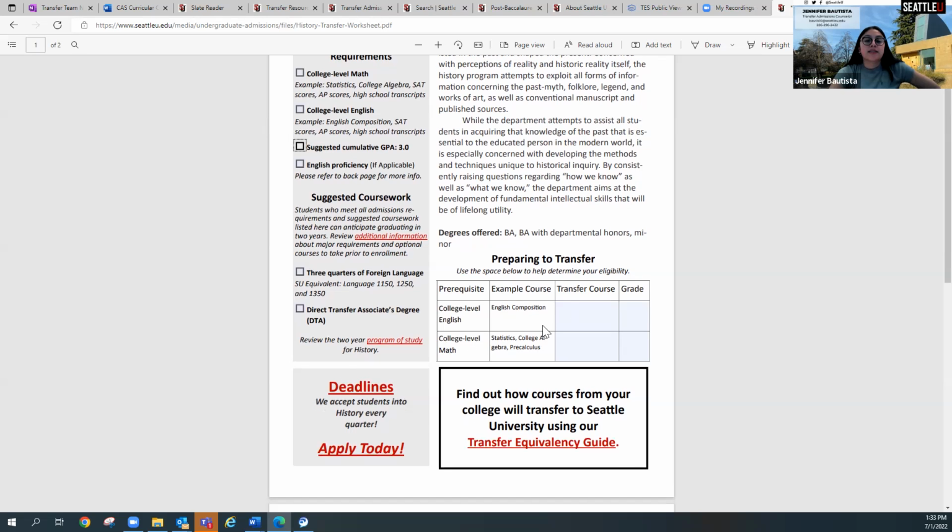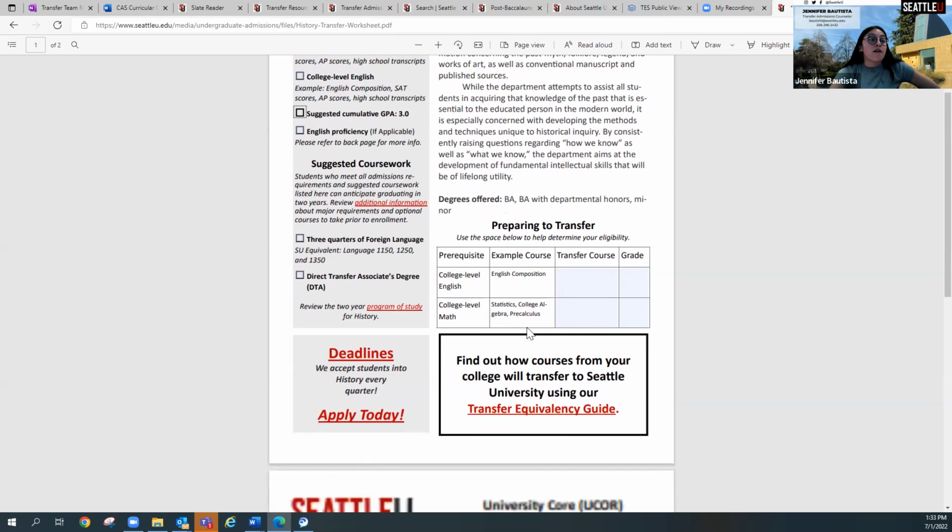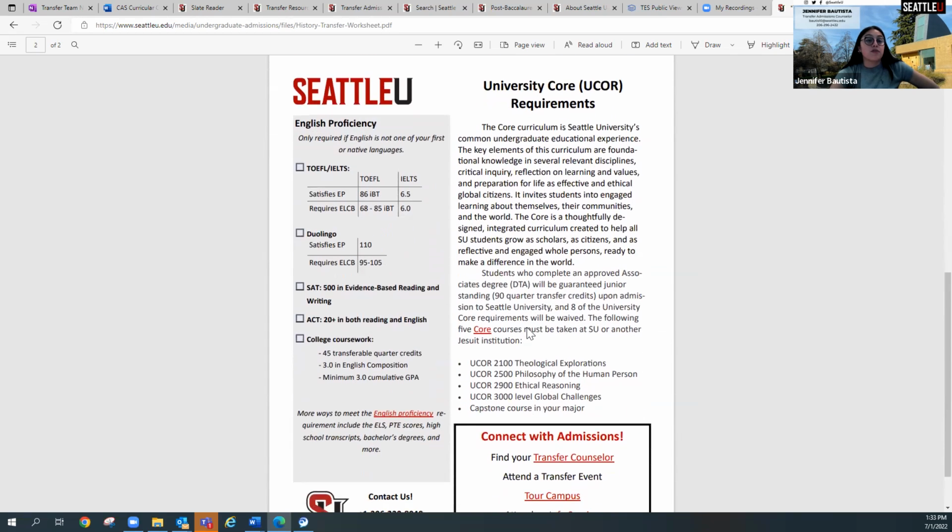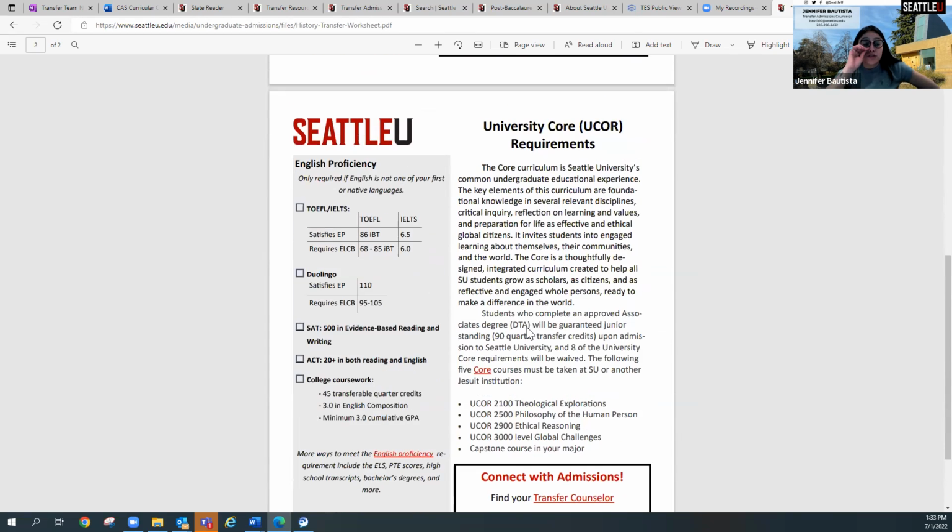This is going to provide some more context as to what these classes are. Sometimes it's going to have course numbers over here. We'll get into some of those examples. So very important. And then if you scroll down, there's just some additional information on what other things we may expect. So English proficiency.